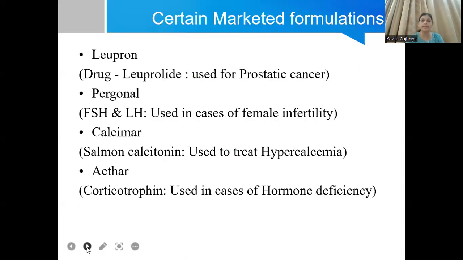A few marketed formulations of proteins and peptides are also available, like Lupron, in which leuprolide is used for prostatic cancer; Pergonal, FSH and LH used in case of female infertility; calcimar, salmon calcitonin drug used to treat hypercalcemia; and Acthar, corticotropin, used in case of hormone deficiency.